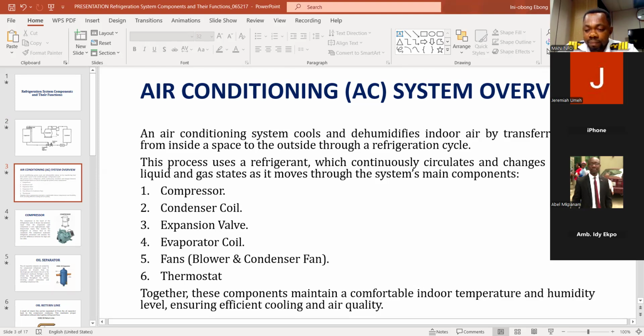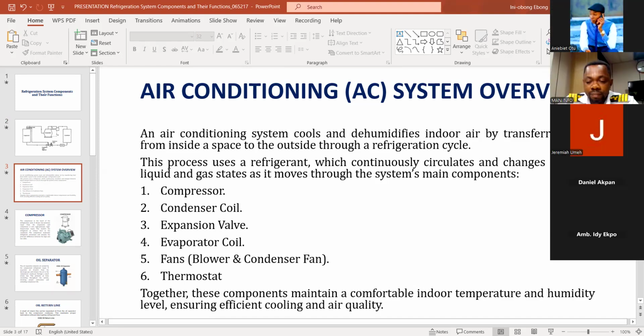Which brand? IDEXPO, mute your mic. IDEXPO, mute your mic.